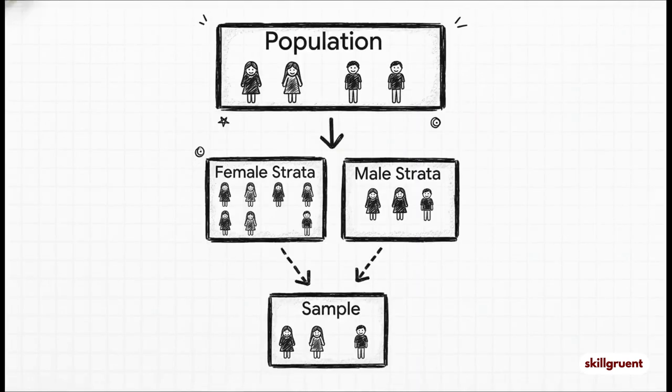Check out this example. It makes it super clear. Imagine a company has 800 women and 200 men. If you just took a random sample of 100 people, you might accidentally get 50 men and 50 women, which doesn't reflect the company at all. With stratified sampling, you make sure the proportions match. You'd randomly select 80 women from the female group and 20 men from the male group. Boom! Your sample is now a perfect miniature replica of the company's gender balance.